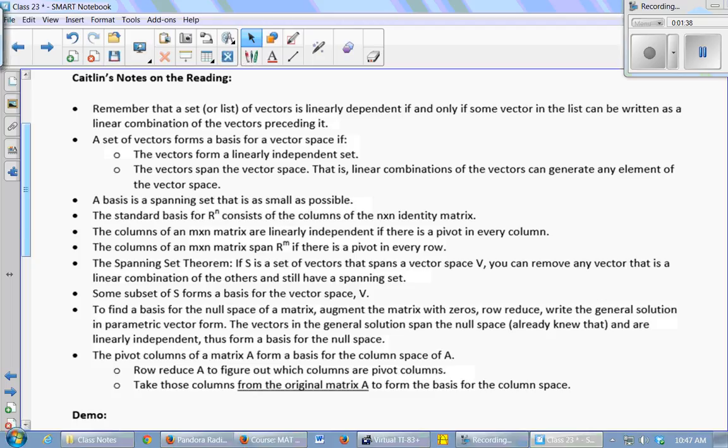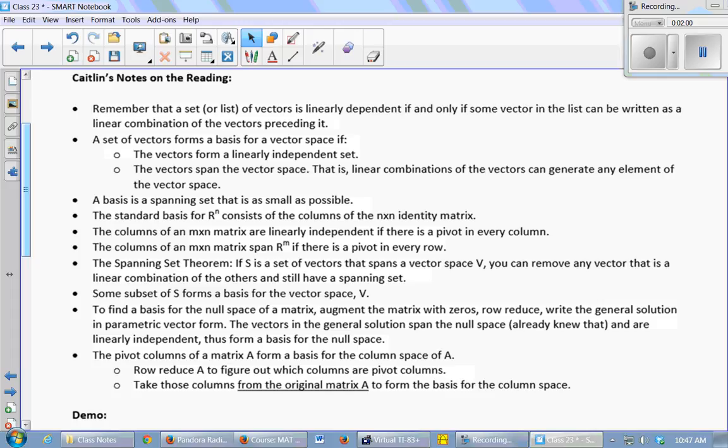So remember, this is something that we've known for quite a while. A set or a list of vectors is linearly dependent if and only if some vector in the list can be written as a linear combination of the vectors before it. Free variable would be linearly dependent, correct.